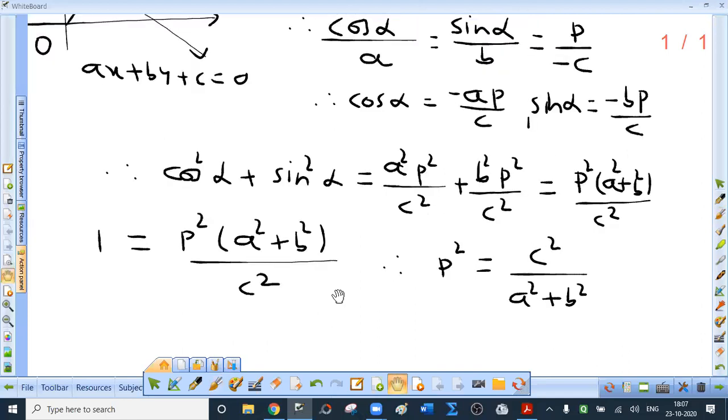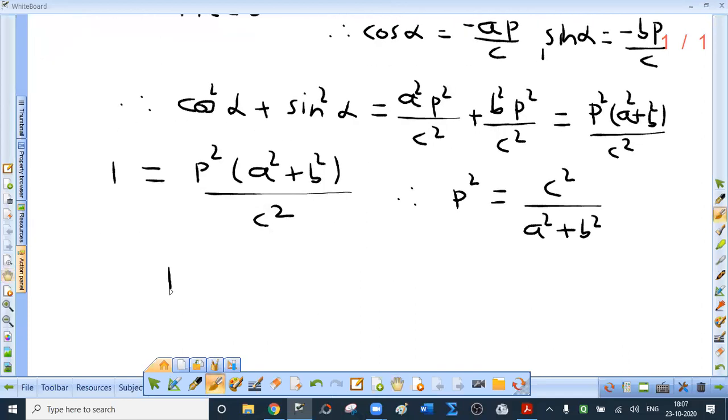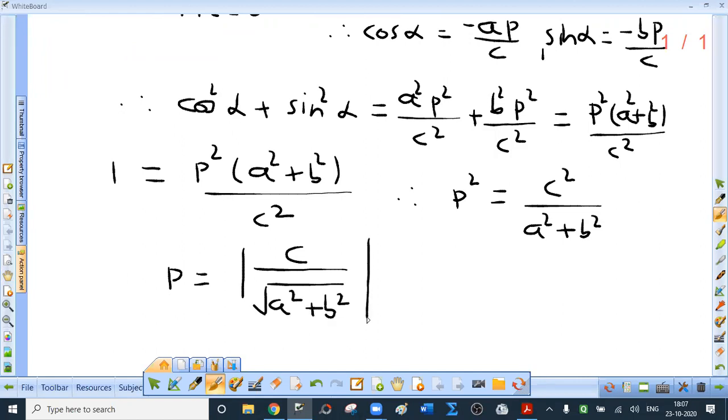Now take roots on both the sides because we are interested in length of the perpendicular. So P is what? See what I am writing. Mod of C upon root A square plus B square. We are sure about denominator root A square plus B square. It cannot be negative. But what about C? We are not sure about the sign, but distance is never negative. So we say that it is mod of C upon root A square plus B square. Right? You have to remember this formula.